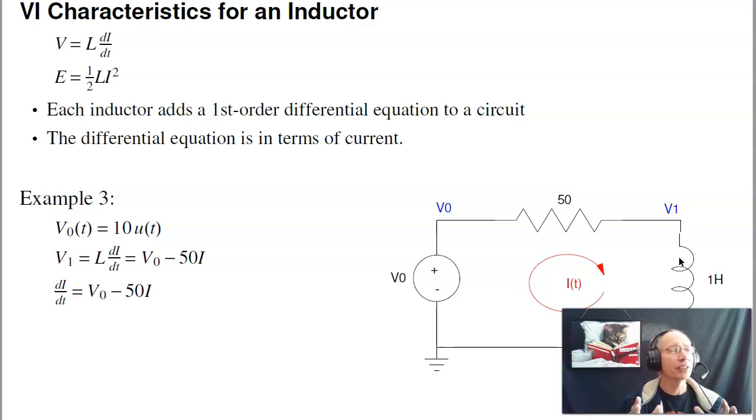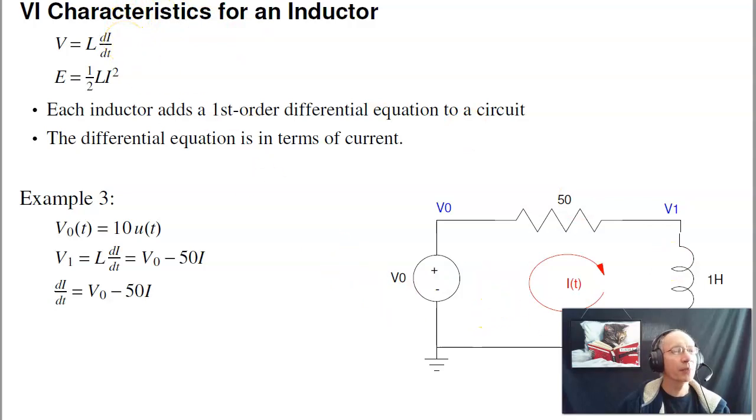The energy has to go somewhere. The collapsing field keeps the current flowing in the same direction. The energy stored in the magnetic field is 1/2 L i squared. So what that means is if I have a circuit with inductors in it, each inductor adds one differential equation, and it's a differential equation in terms of current.